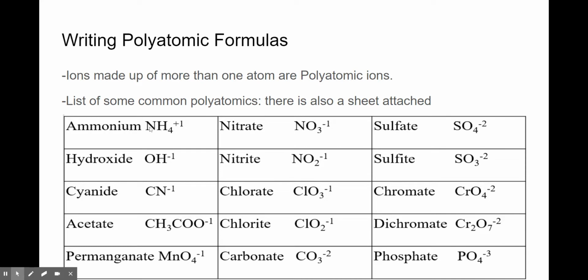So you have ammonium and then the charge, hydroxide and then the charge, cyanide and then the charge. Notice all of these have more than one capital letter, which means there's more than one atom or element, and then it lists the charge. These do not need to be memorized. You can always have your polyatomic sheet out.